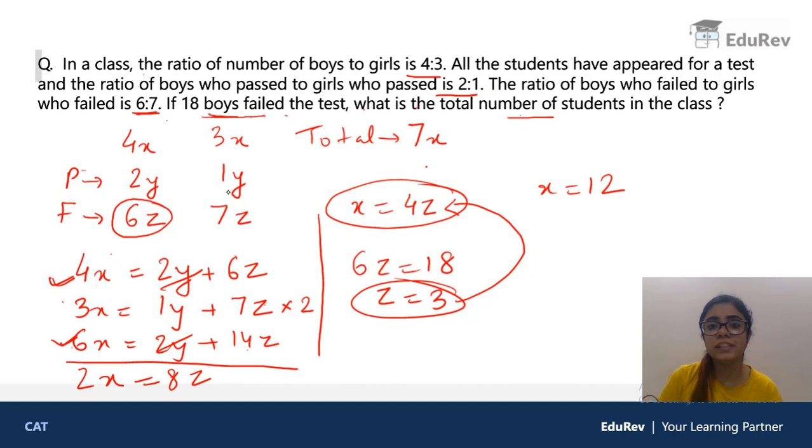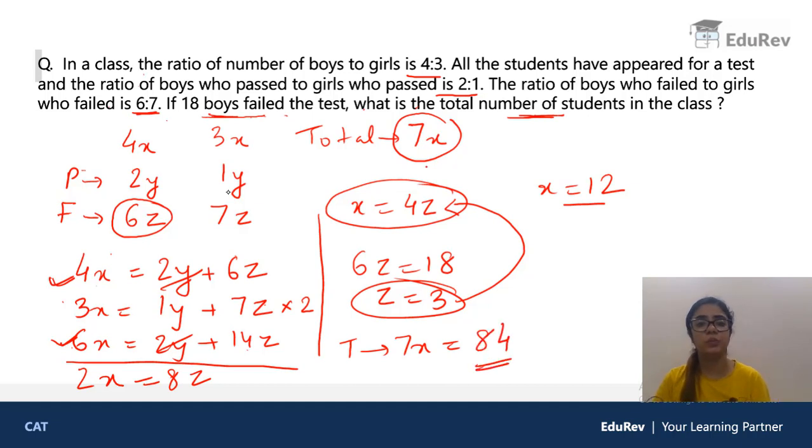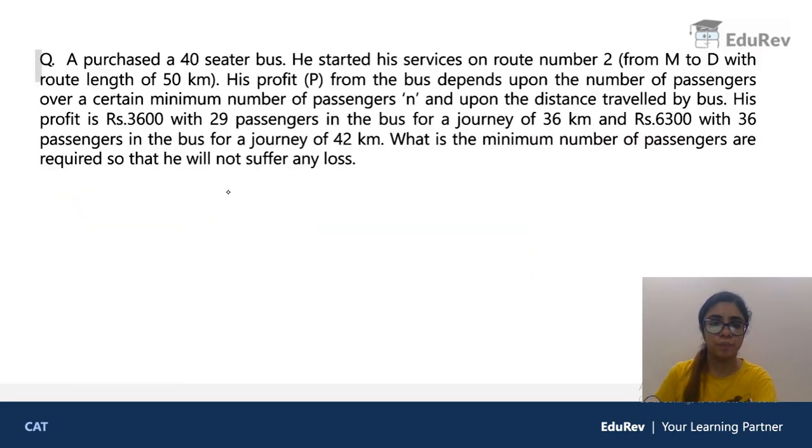They are asking you what is the total number of students in the class. We know the total students in the class were 7x. So if total is 7x, x is 12, so your value becomes 84. Okay, so there are 84 students in the class. Now let's move on to the next question.